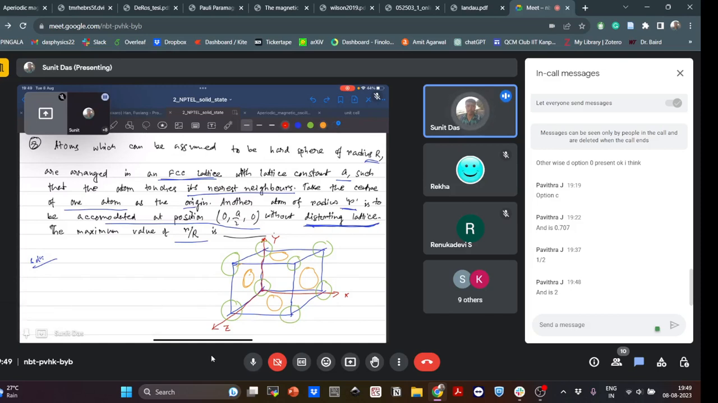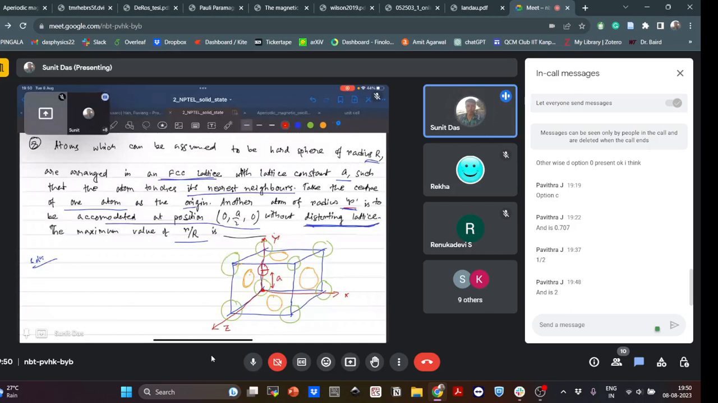Now these are the usually face centered atoms in the face centered lattice. We need to accommodate another atom of a different radius, small r. Let's say this is the origin, and I need to accommodate the atom of small radius at this position. Let's say this is a by 2.